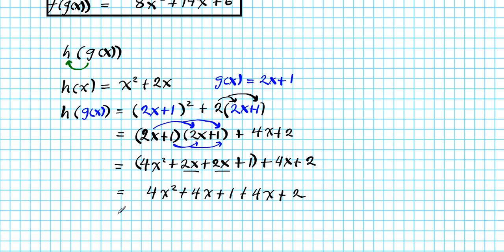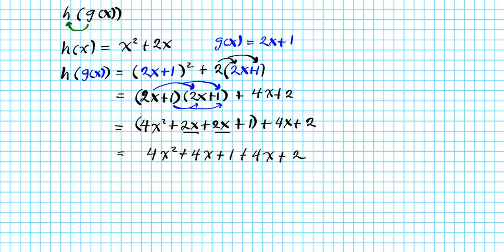Okay? So now let's go ahead and combine like terms. The only second degree term is 4x squared, so let's bring it down. For first degree terms, we have 4x and 4x. We can combine these two to give us plus 8x. And then the 0 degree terms are 1 and 2, the constants. 1 plus 2 is 3. So there goes your h of g of x. Okay? So there you have it.